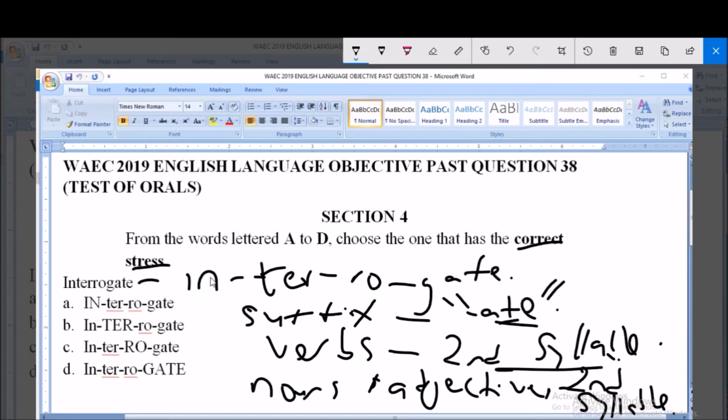So the word given to us, interrogate, is a verb, and we said the rule governing this is that the second syllable is stressed. So in option B given to us, the second syllable is stressed. Therefore the correct answer is B, with the second syllable stressed.